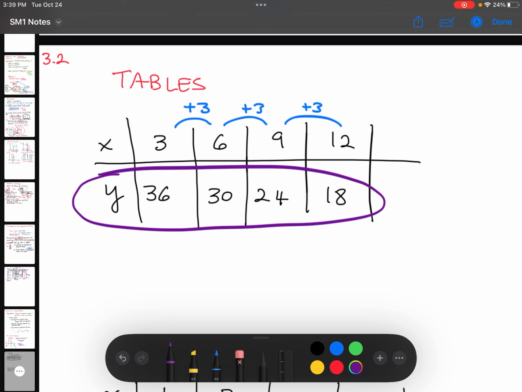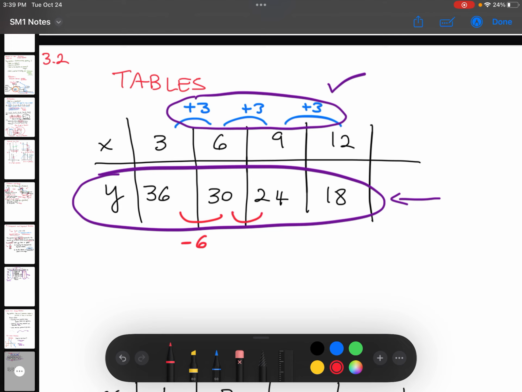As long as there is consistency here, okay, checked. Now you are going to look at the outputs. Look, what happens here? From 36 to 30, it just went down by 6, or you subtracted 6. What happens from 30 to 24? Subtracted 6 as well. What happens from 24 to 18? Well, you subtracted 6 as well.